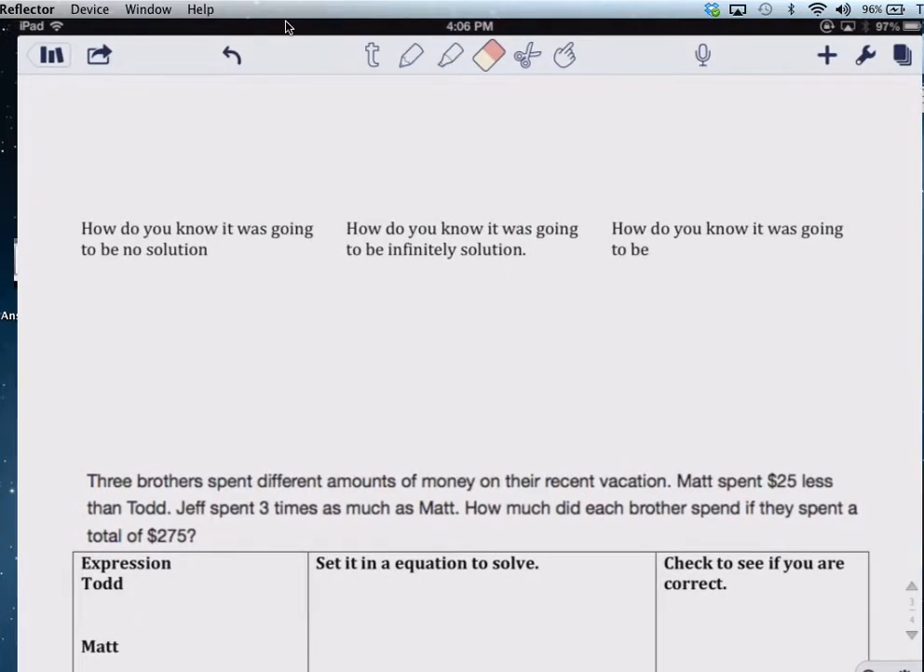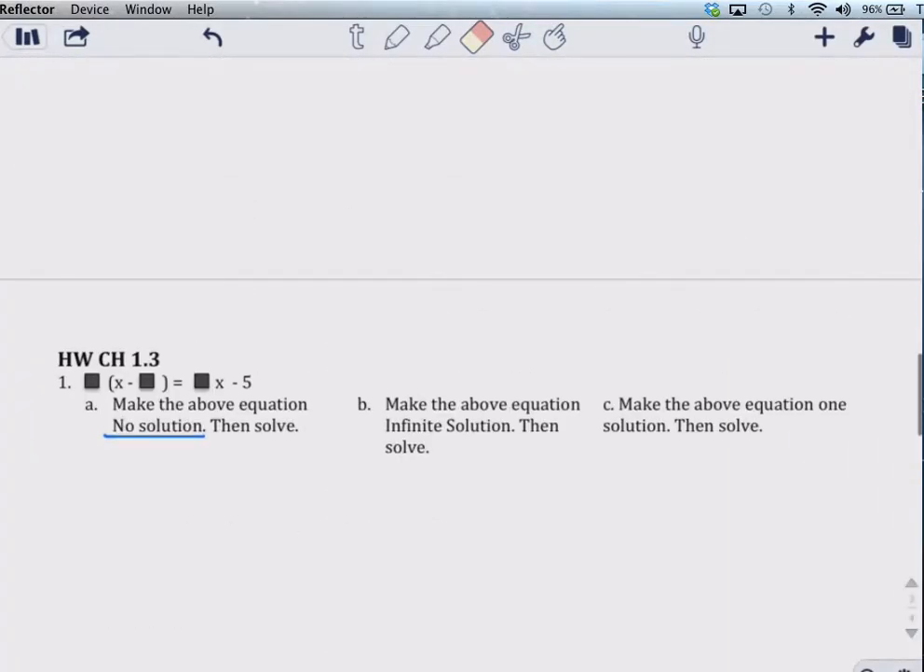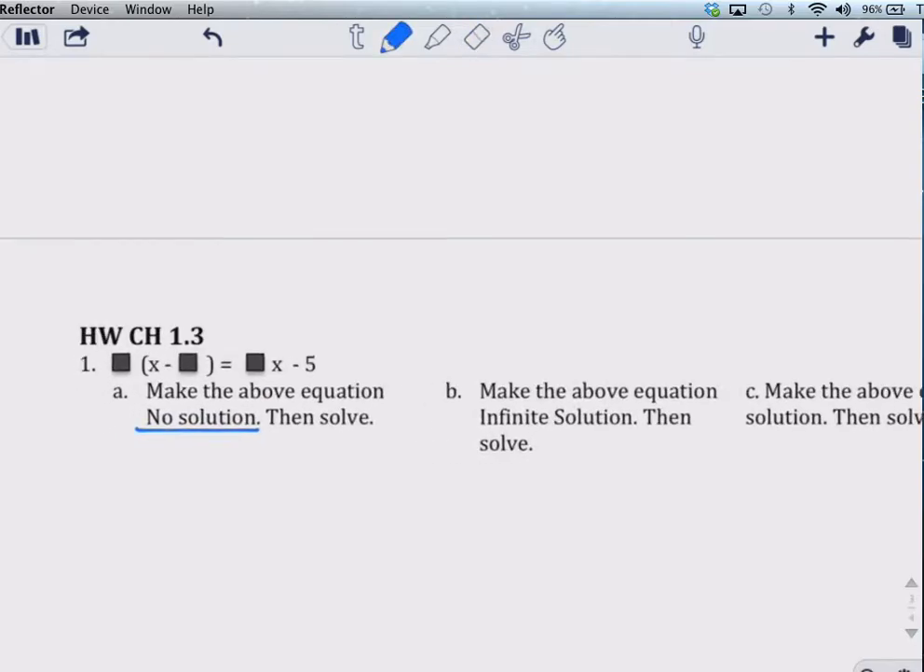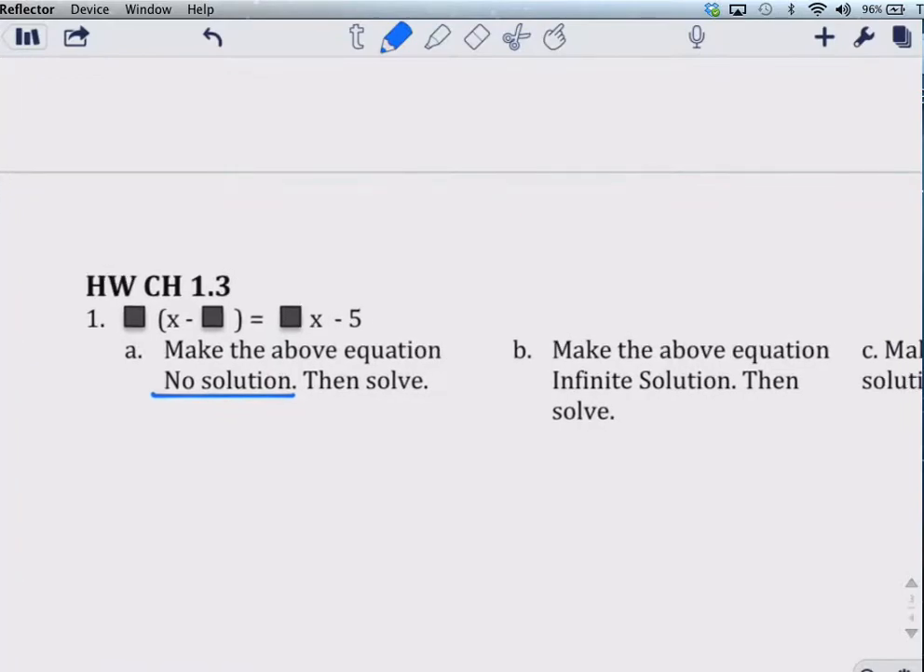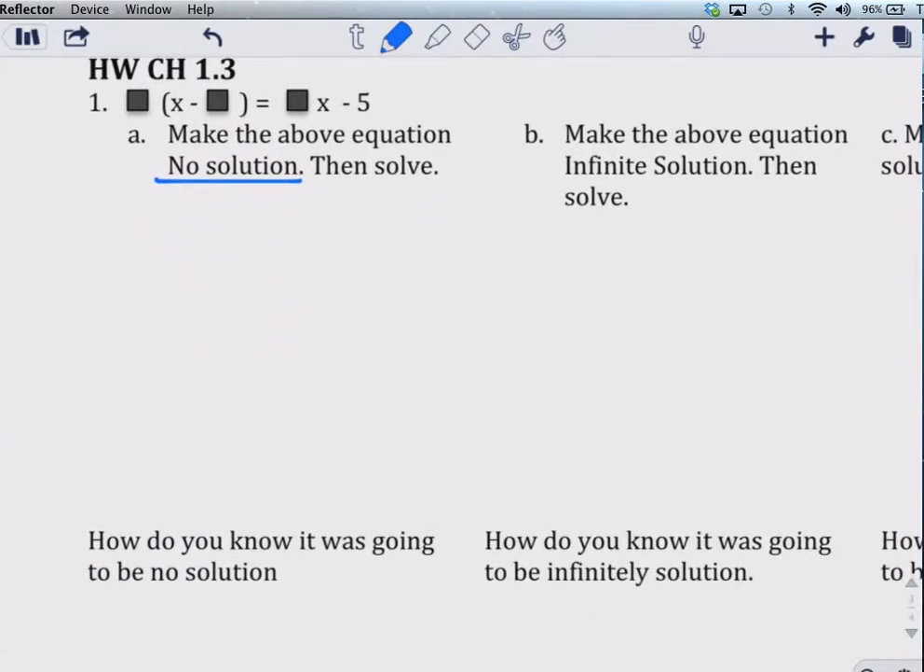Tonight's homework. Anyways, this is the only problem you have to do. One problem. You make it no solution. And then, in order for us to make no solution, I'm going to write at the same time: how do you know it's going to be no solution?